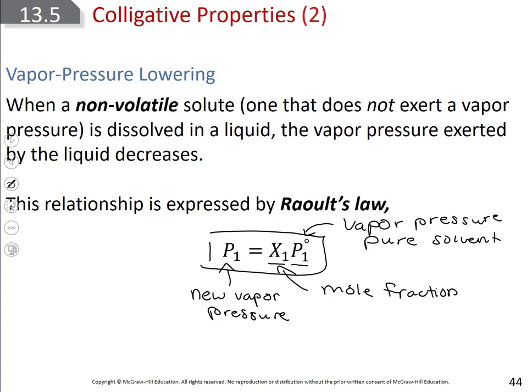So in this case, it would be moles of your solvent, divided by your total moles in your solution. And you don't multiply by 100. This is not a percentage. You just leave it as a fraction. And there's no units because moles cancel.